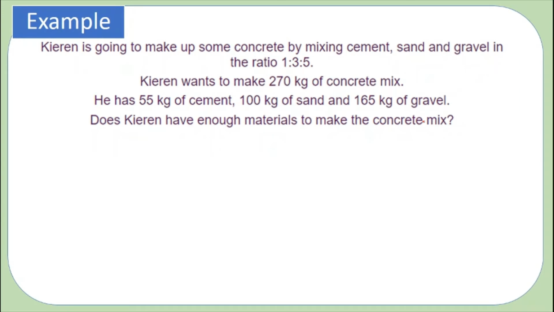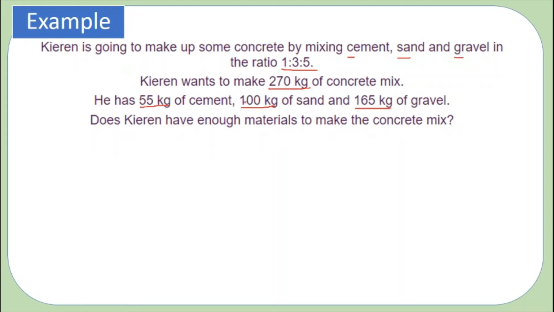Here is another example. This time we're mixing concrete using cement, sand and gravel in the ratio 1 to 3 to 5. Kieran wants to make 270 kilos of concrete. He has 15 kilos of cement, 100 of sand and 165 of gravel. Does he have enough to make the concrete mix?